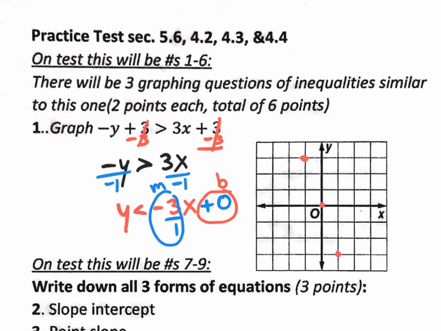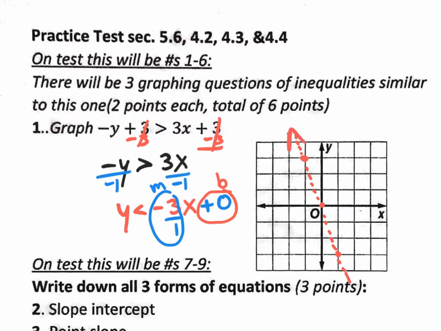My second step is to decide whether it's a solid line or a dotted line. So this is going to be dotted. Why? Because it does not have a solid line underneath the inequality. If for some reason this would have been greater than or equal to, if it had a solid line, then this would be a solid line. But because it does not have a solid line, this will be dotted. So I just need to put a dotted line right through those points, and there's my line.